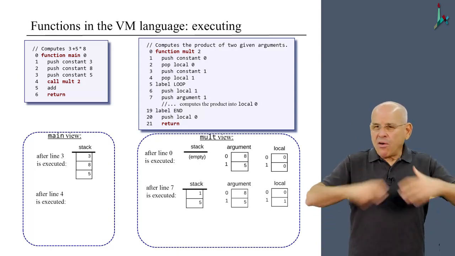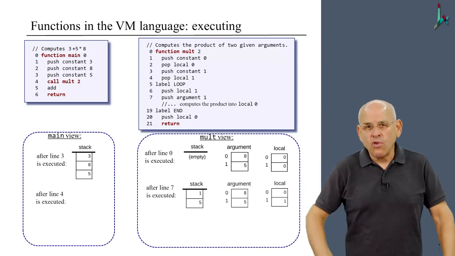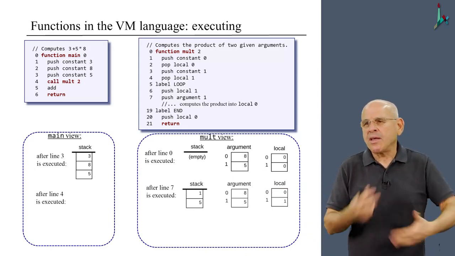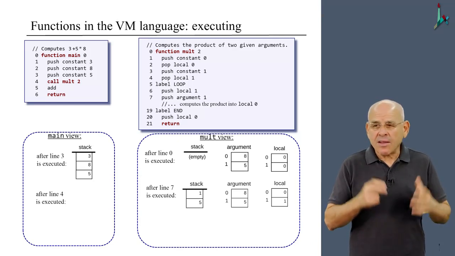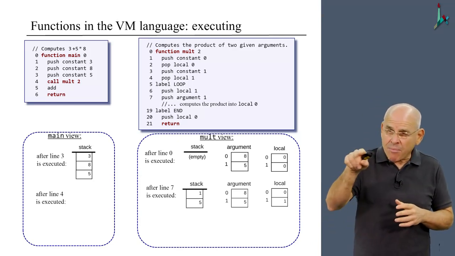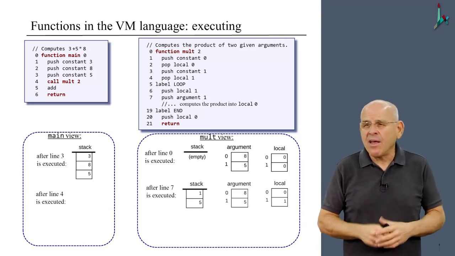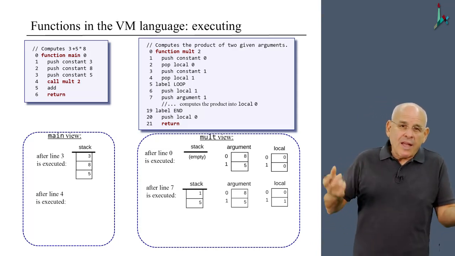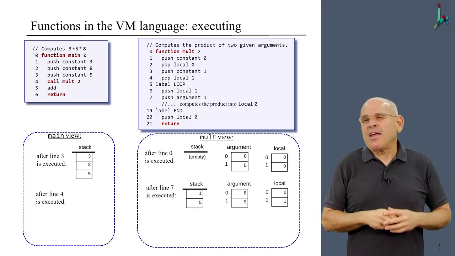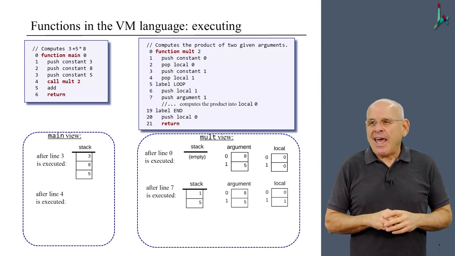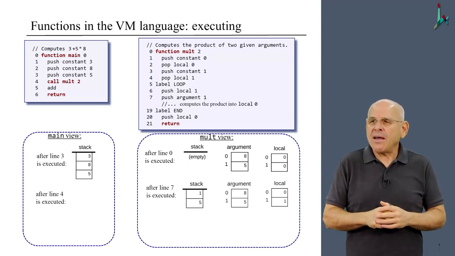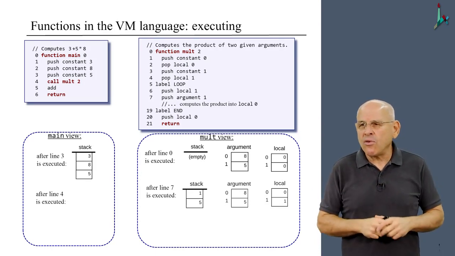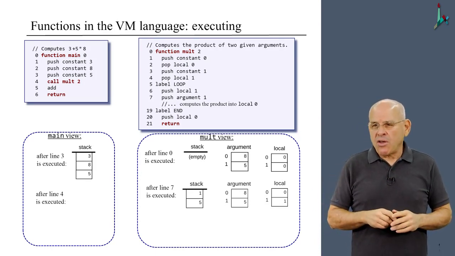And then we go through this whole loop in which we compute the product of the 2 given numbers. And the 2 given numbers are the arguments, 8 and 5. So we compute their product. We get 40. Believe me, I checked this code. And according to the code that was shown in the previous slide, the product is accumulated into local 0.